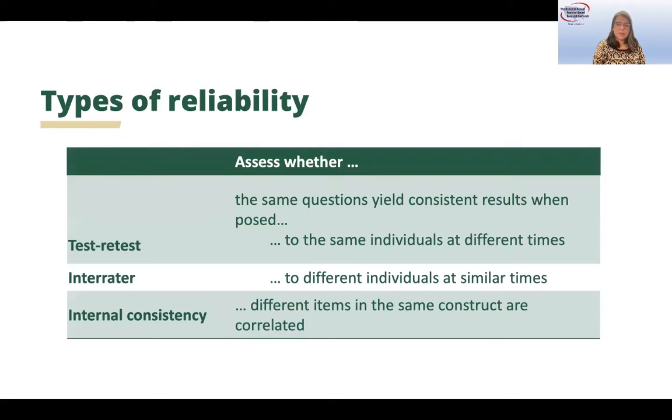There are different types of reliability. You can assess test-retest reliability, which assesses whether the same questions yield consistent results when posed to the same individual at different times. Inter-rater reliability is to different individuals at a similar time. Another type of reliability is internal consistency, where you assess whether different items in a questionnaire, in the same construct or domain, are correlated. So when we are developing a questionnaire, ideally, it will be assessing test-retest, inter-rater, and internal consistency. All those types of reliability should be assessed when developing a questionnaire.